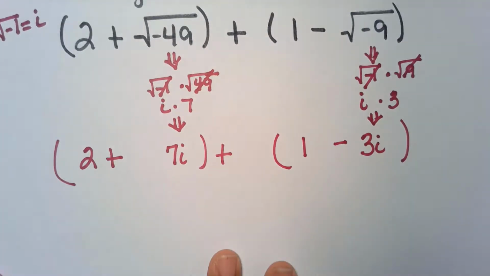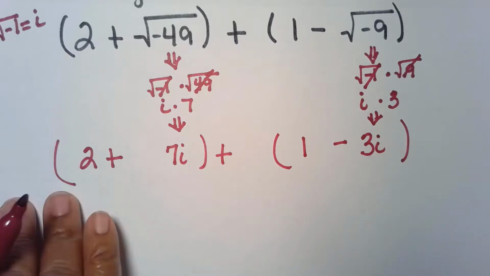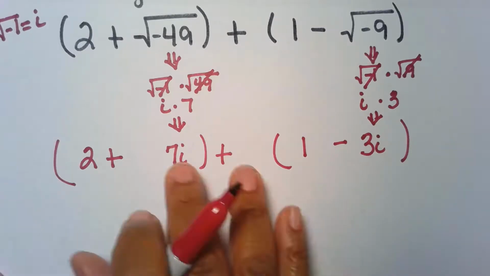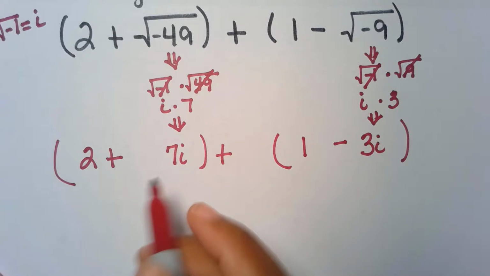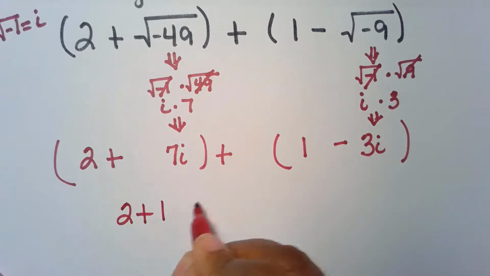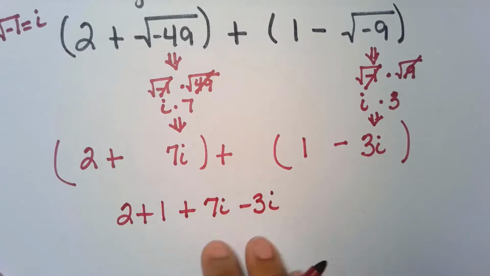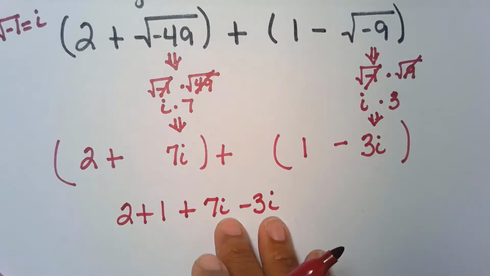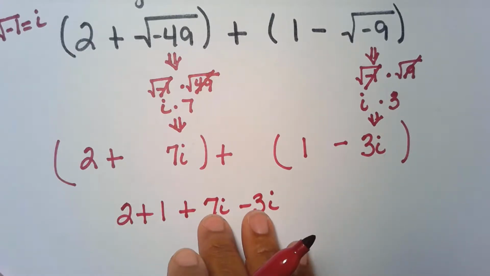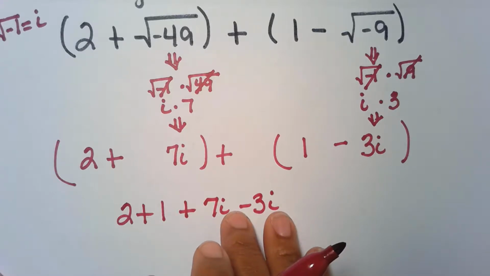Now we have two binomials that we're adding. We're going to combine the real number part and then the imaginary part. So we have 2 plus 1 plus 7i minus 3i. Because we're adding or subtracting with the imaginary part, our goal is to focus on the 7 and the 3, not the i's. We're not multiplying the i's.